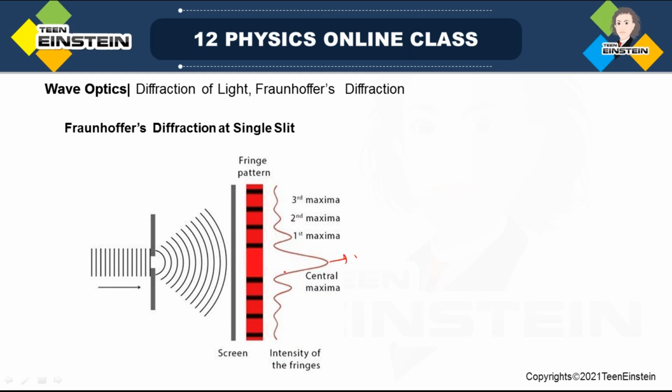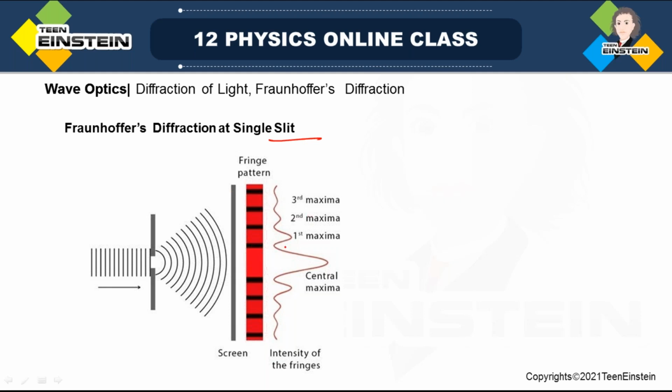This is bright. Obviously, you can see this central bright fringe, and on either side of this central bright fringe, you will see alternatingly bright, dark, bright, dark fringes. Okay. So this is actually Fraunhofer diffraction. This is Fraunhofer single slit diffraction. So diffraction at single slit.